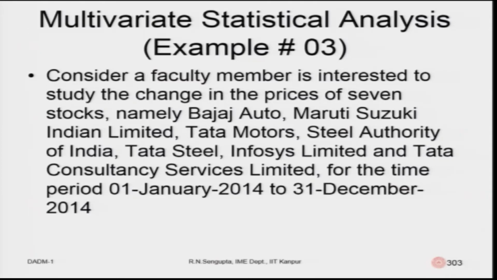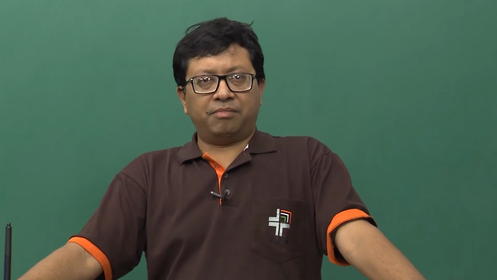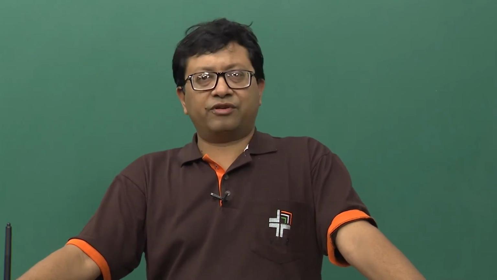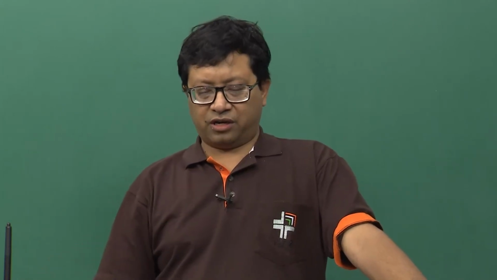And the data points are starting from 1st January 2014 to 31st January 2014. Technically the total number of days is 364 or 365, but the number of trading days would be on an average 240. So, we are basically using 240 data points to find that out.